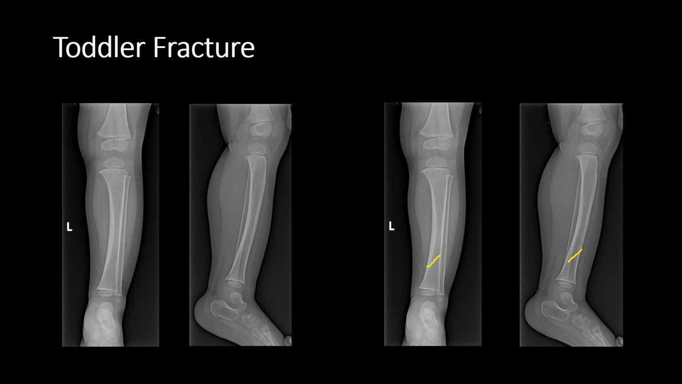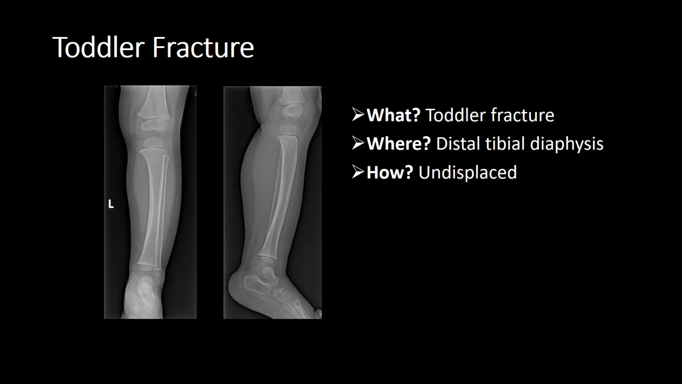through the distal diaphysis. Now nowadays we have a much better understanding of toddler injuries, and so if a patient presents with non-weight bearing and their x-rays are normal, they are still managed clinically and they are casted and then brought back to the department for re-x-ray in about 7 days. So what is it? It's a toddler fracture of the distal tibial diaphysis. How? Undisplaced.